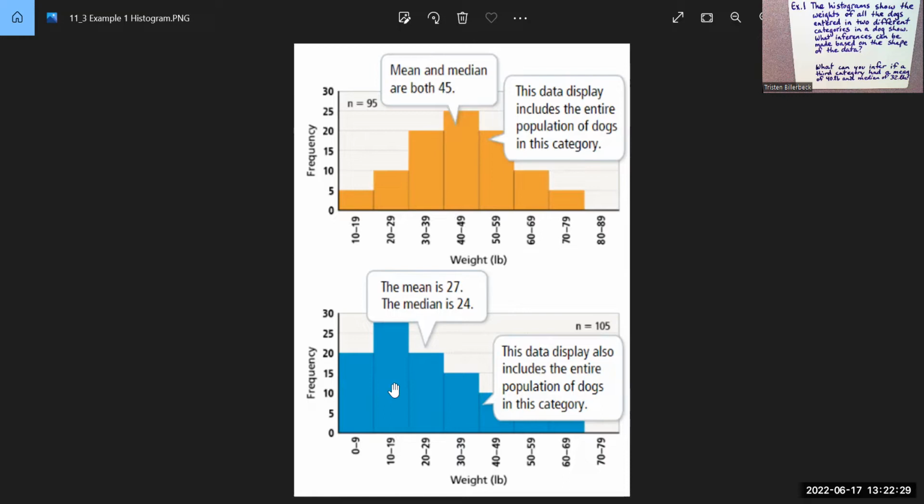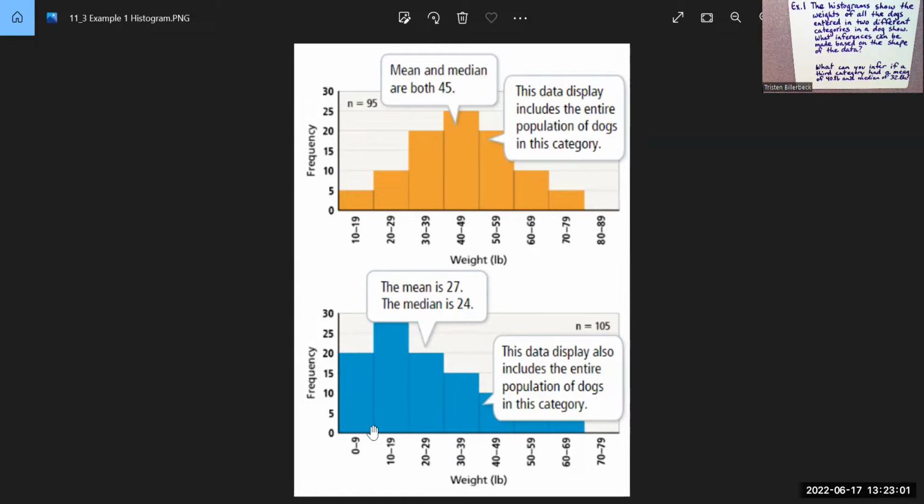All right, so then on this one, we have the mean is 27. So it's on the right side of the median, and the tail is over here on the right, excuse me. So this would be skewed to the right because the mean is on the right side of the median and the tail is on the right side. This data also includes the entire dog population as well.